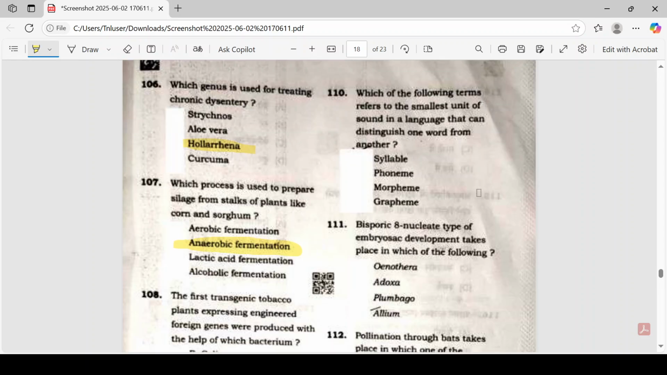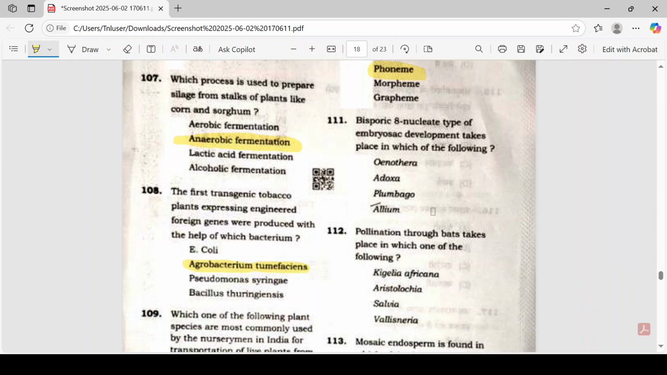Which of the following terms refers to the smallest unit of sound in a language that can distinguish one word from the other? So it is phoneme. Okay, so phoneme will be your answer. Option number B will be the correct answer over here. Now let's move to question number 111.